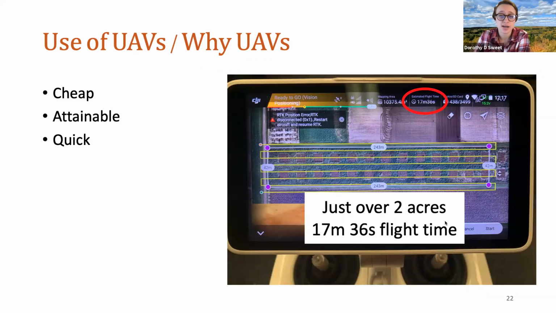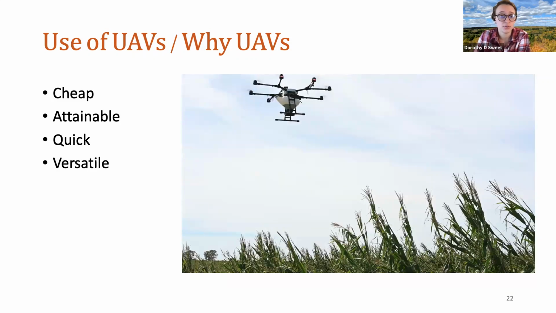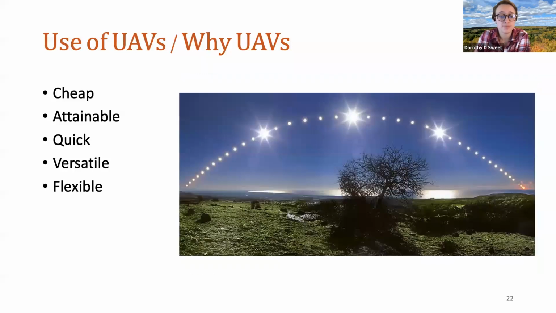This flight pictured here on the monitor is one of my regular flights from this last summer, which covered over 2 acres of plots with less than 20 minutes of flight time, which is much faster than collecting plant height by hand. And then also UAVs are versatile. They can collect data where you want and in many conditions. As you can see, this drone is being flown over a field of wind-damaged corn, which would be impossible for the ground-based sensors, such as the boom-mounted sensor, as they would run over all of the corn. Lastly, UAVs are flexible. They can collect data almost anytime you want, and they are very easy to take with you from place to place.